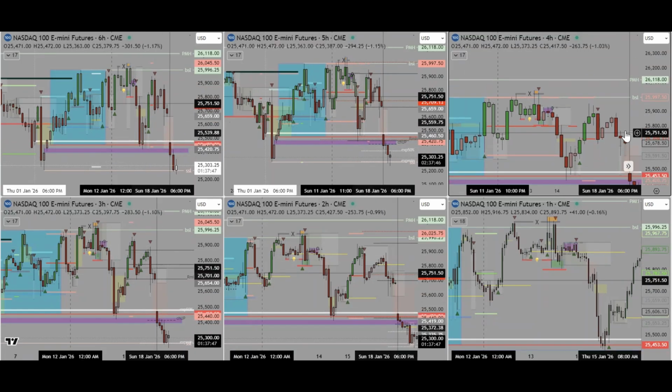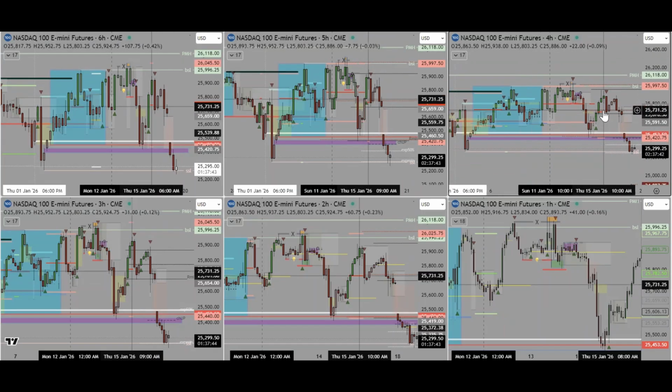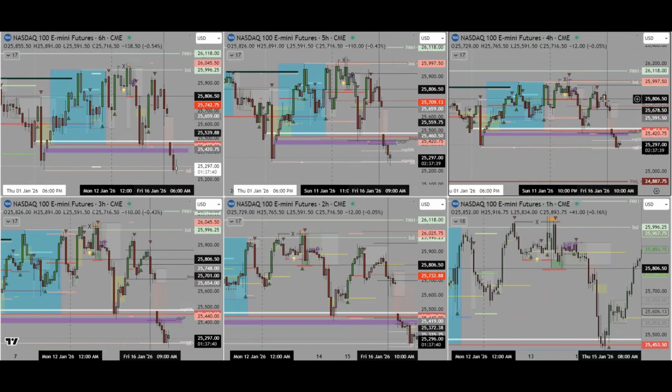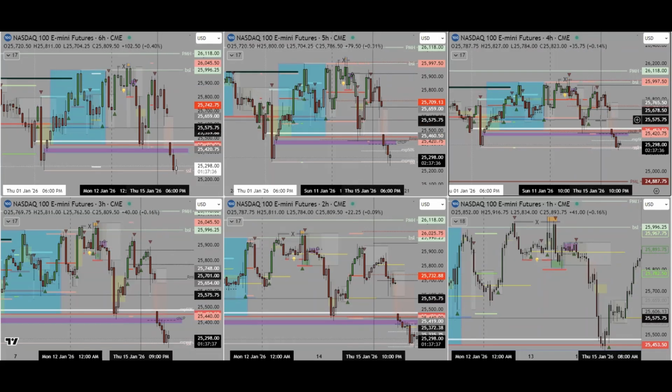So basically this is what I wanted to show you guys. Hope you understand. That's the reason why price opened up with this huge gap.